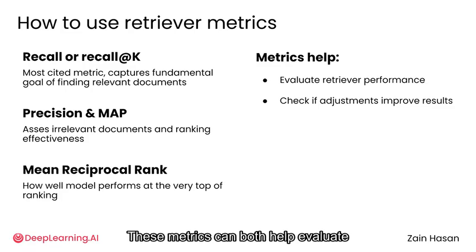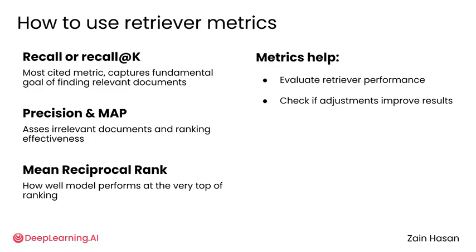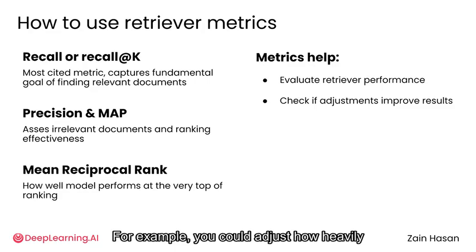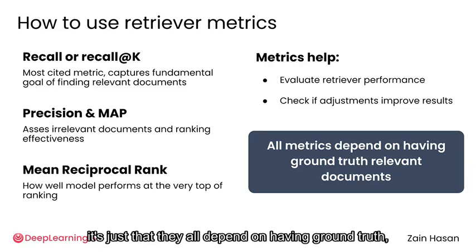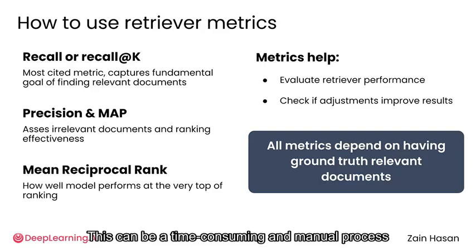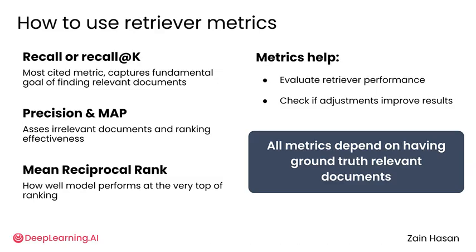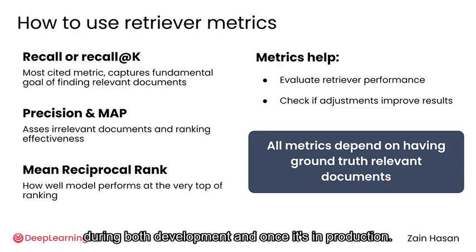These metrics can both help evaluate the performance of your retriever and help you decide if adjustments you make to a system are working. For example, you could adjust how heavily you weight semantic or keyword search in your hybrid retrieval system and then see what effect that has on your retriever's recall or precision for a collection of sample prompts. If there's a downside to these metrics, it's just that they all depend on having ground truth, relevant documents for a collection of sample prompts. This can be a time-consuming and manual process to compile. The end result, however, is a system you can monitor during both development and once it's in production.